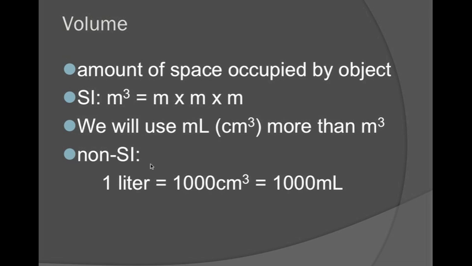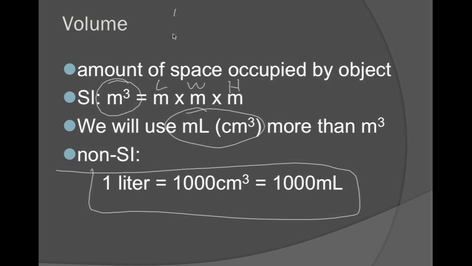Now, volume is not an SI base unit. It is a derived unit. We get the unit from length times width times height. We have meter times meter times meter, which gives us meters cubed. In chemistry, we use centimeters cubed or milliliters because they're interchangeable. This equation tells us that 1 cubic centimeter equals 1 milliliter. And that's a biggie on your test tomorrow. Make sure you know that. 1 cubic centimeter equals 1 milliliter.